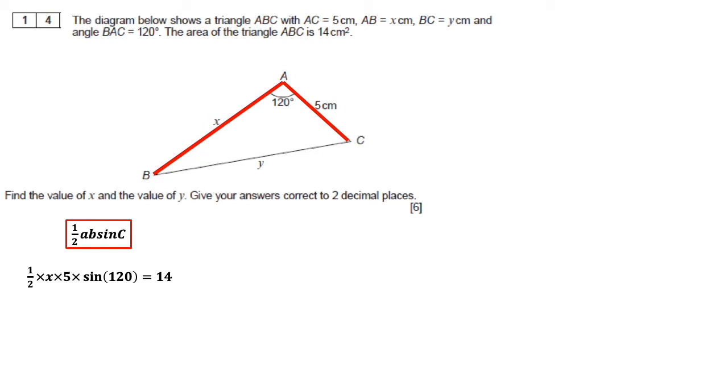Now you could simplify this on your calculator. You could work out a half times 5 times sine 120. However, we're going to approach this assuming that you need to work out sine 120 without a calculator, as that is actually something you need to know anyway. So we're going to practice that now. So let's leave this question for a moment. Sine 120 without a calculator. Now there are certain angles that it's useful to know.